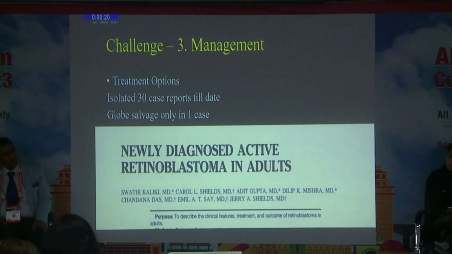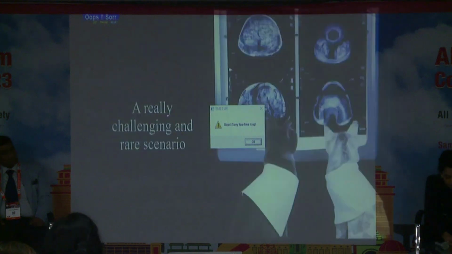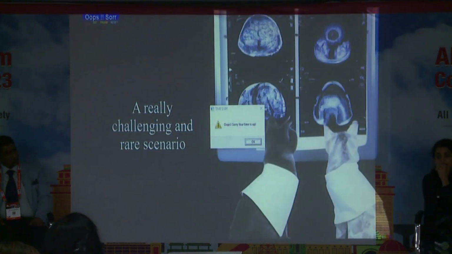There has been one large series by Dr. Swati Kalki, in which there was only one globe salvage in the 30 cases presented in the study. So there are a lot of unanswered questions regarding the genetic makeup, the globe salvage, and the long-term survival of these adults. We don't really know what to call this case, a retinocytoma or a retinoblastoma. So this really makes our case a challenging and rare scenario.